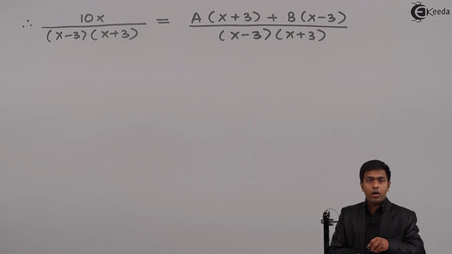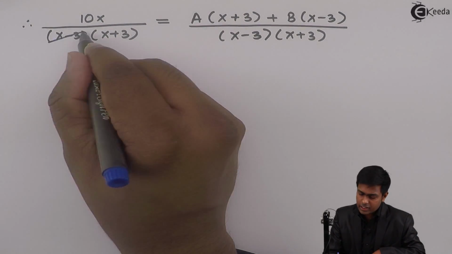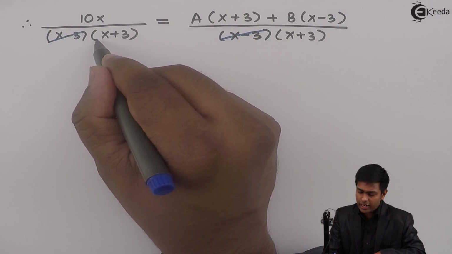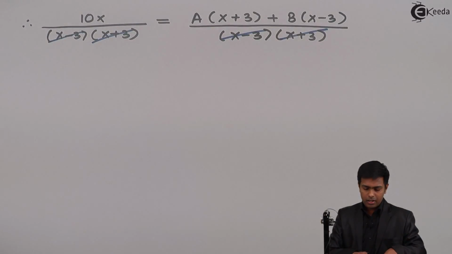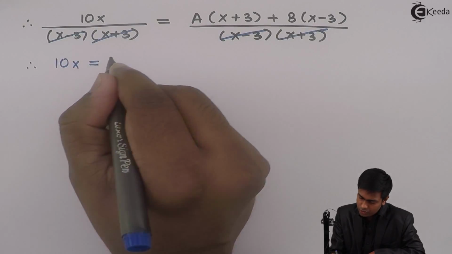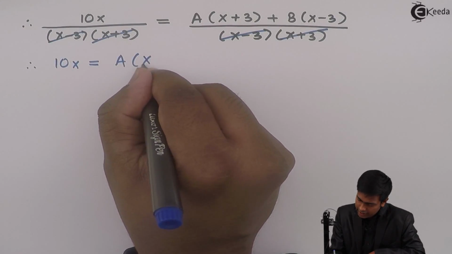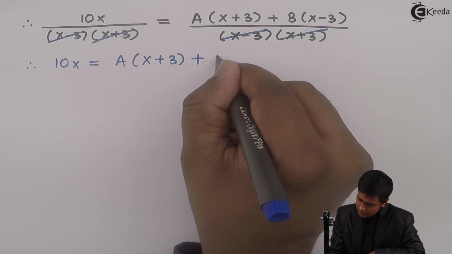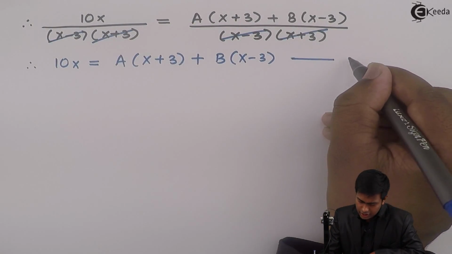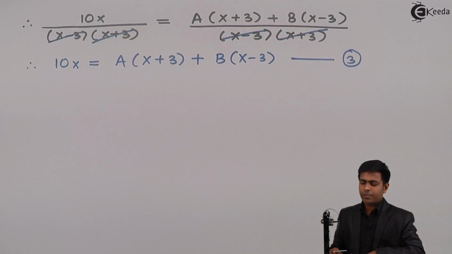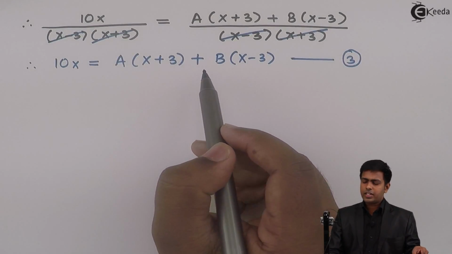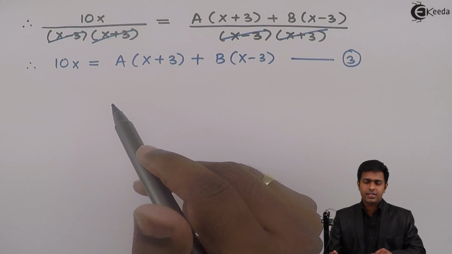Now if you observe carefully, we can cancel this x minus 3 term from the denominator of both sides, as well as we can cancel the x plus 3 term, and here we will get 10x equal to a into x plus 3 plus b into x minus 3, and I will call this equation number 3. Now to get the value of a and b, we will substitute different values of x.